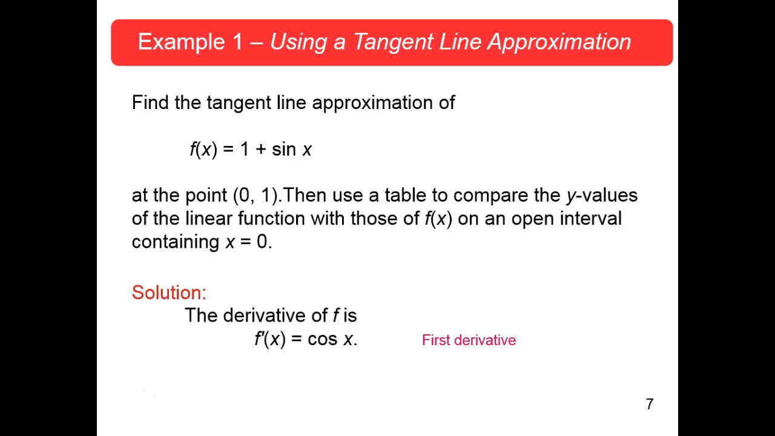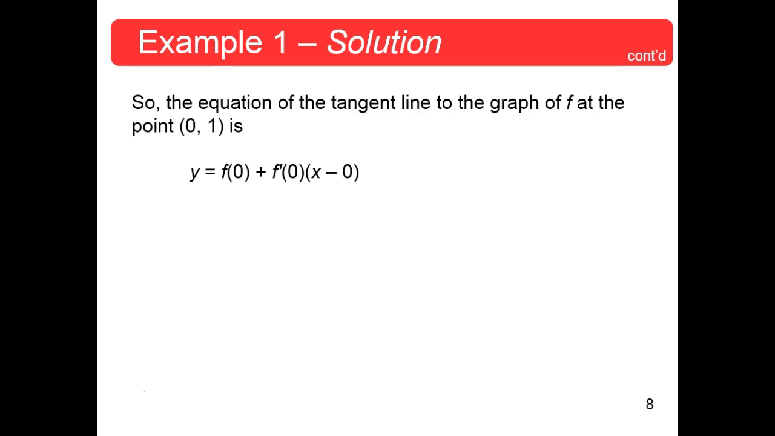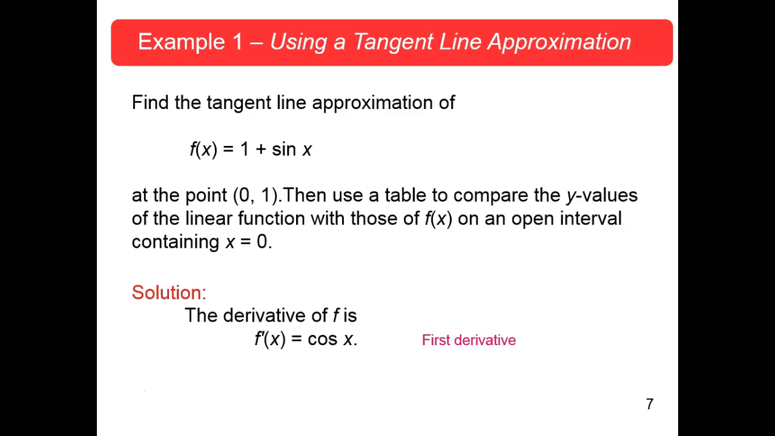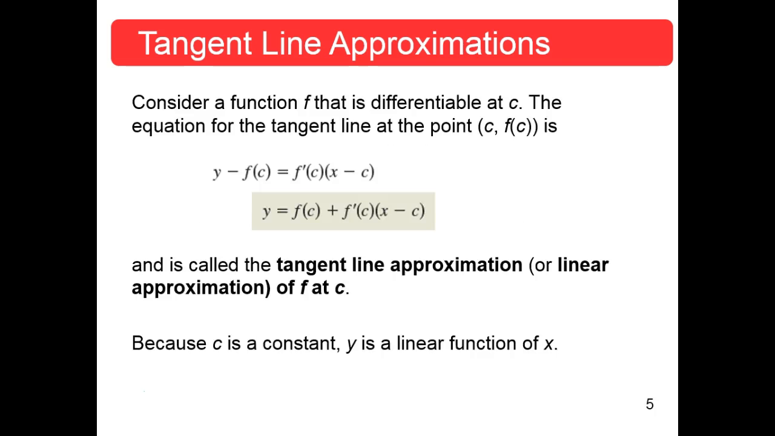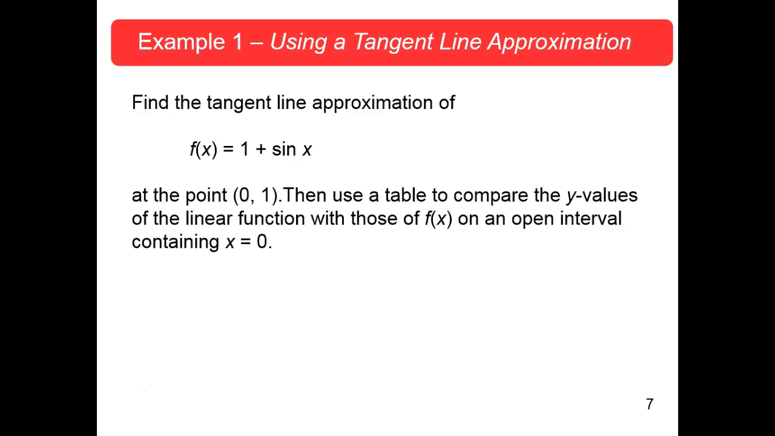Derivative of f is f prime. They got it pretty quickly, cosine x, okay? So the equation for the tangent line to the graph at there would be, and this is also the tangent line approximation, y is equal to f of 0 plus f prime of 0 times x minus 0. Oh my, I did it wrong, didn't I? I erased that. I put 1 there. Sorry about that. c is 0, and I put a 1 there. Sorry about that.